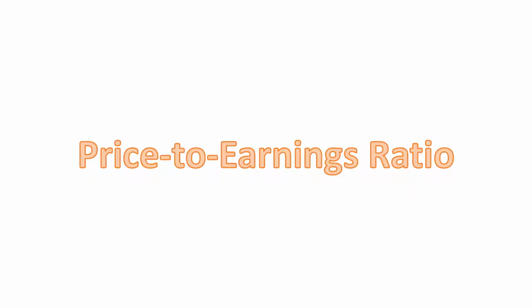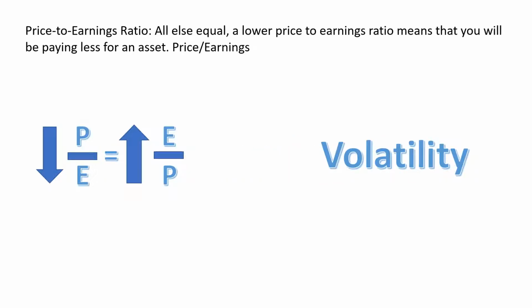What is a price-to-earnings ratio? Well, as the name suggests, a price-to-earnings ratio is simply the ratio of the price per share of a stock divided by the earnings per share of that same stock. And all else equal, a lower price-to-earnings ratio means you will be paying less for an asset.